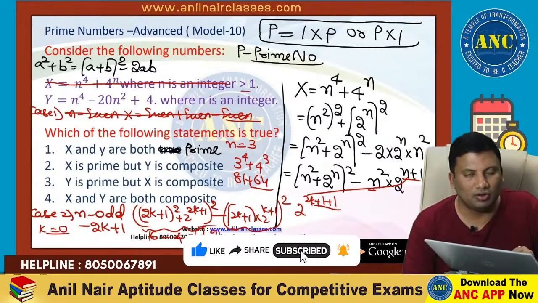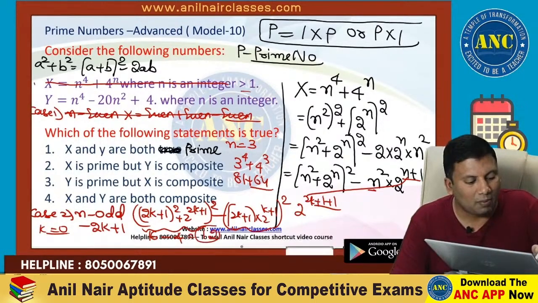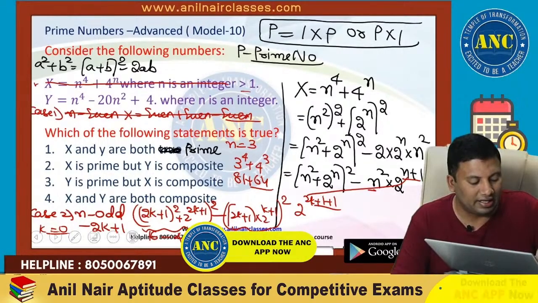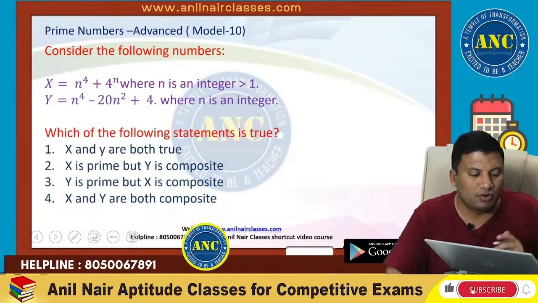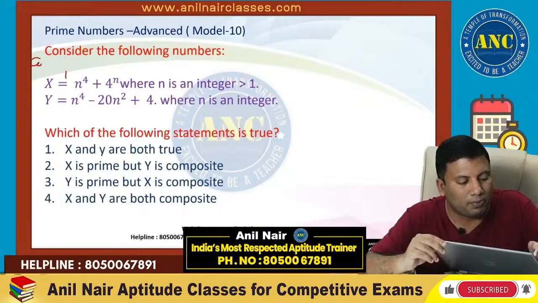16 minus 4. You are not getting anywhere. So, the answer is x is a composite number. I hope the idea is clear. All are very, very good questions, sir. X is a composite number. Why is it a composite number?